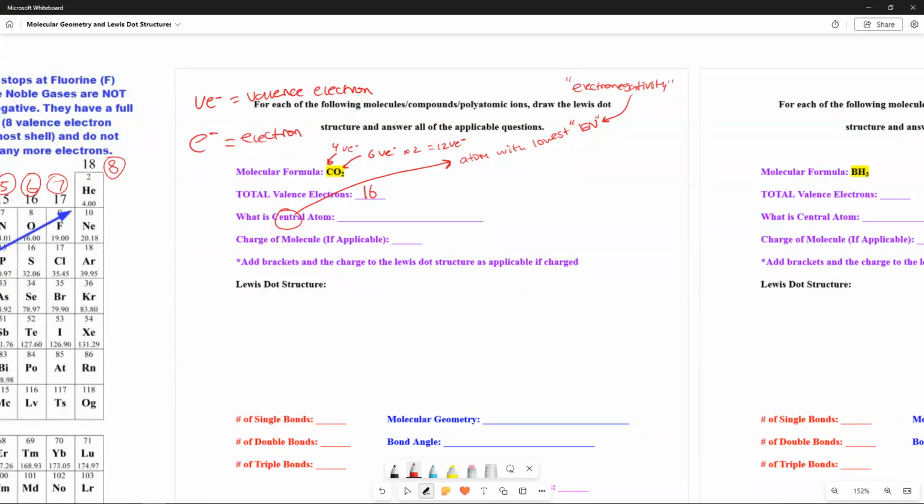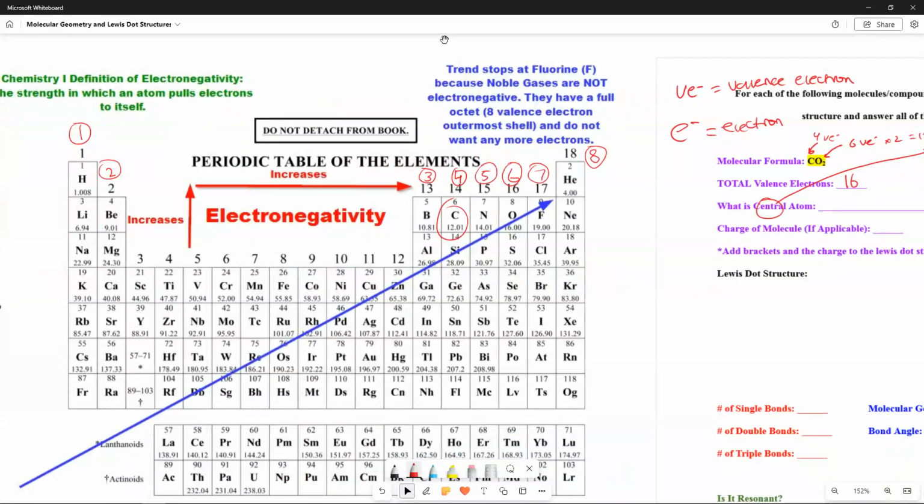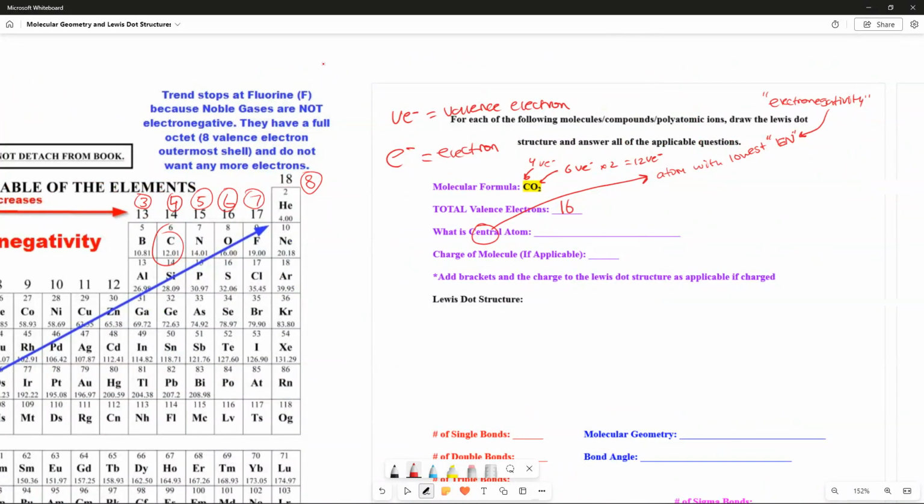And with that information, in order to determine the central atom, we have to look at our periodic table again. So, in elements carbon and oxygen, let us determine which one has the lowest electronegativity. You probably know this by now. It increases left to right. And so oxygen will have more electronegative force than carbon. And because we want the least electronegative element as the central atom, we're going to say carbon is our central atom.